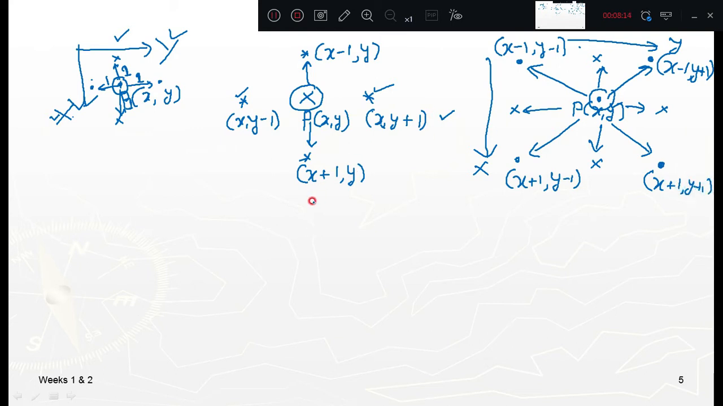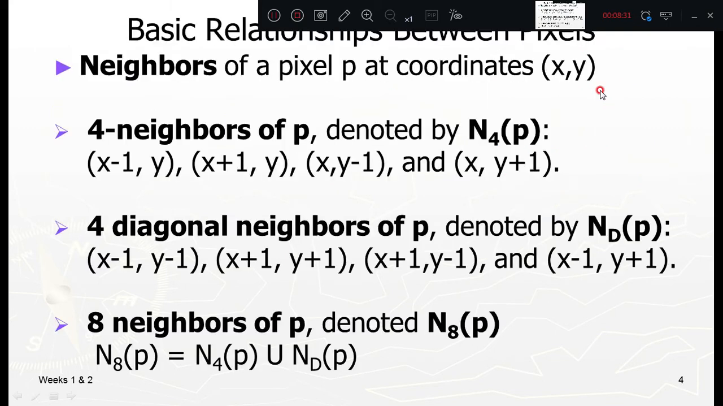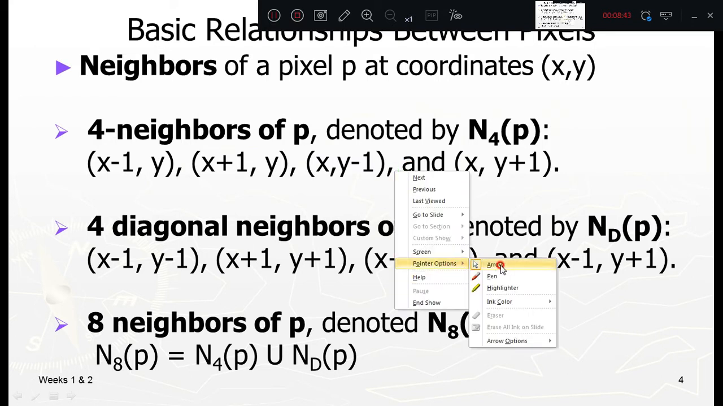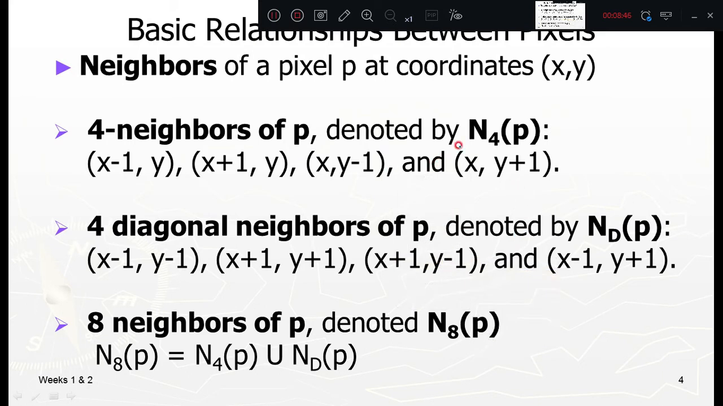Now this is called 4 neighbors. This is called 8 neighbors. Which are the 8 neighbors? The diagonal pixels are considered as 8 neighbors, including the 4 neighbors of the middle pixel. I hope you understood this one. Now this is the detailed diagram I have shown: x minus 1, y. These are the 4 neighbors.